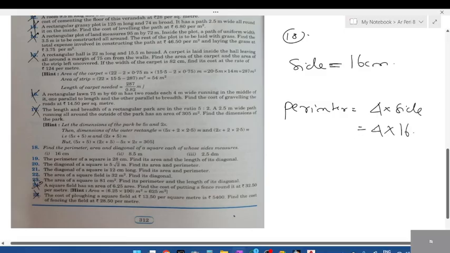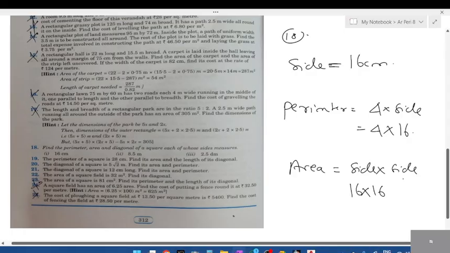Don't write. I'll give you time. Multiply, you'll get the answer. Next, tell me the area formula. Yes, side into side or side square. That is 16 into 16. Side into side. Next, what is the diagonal formula, students?